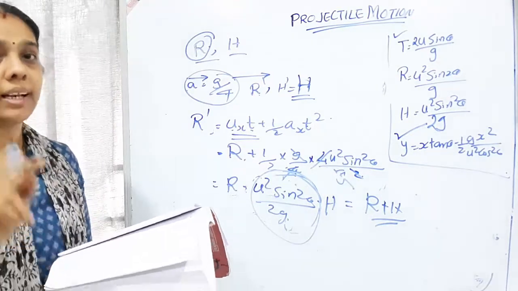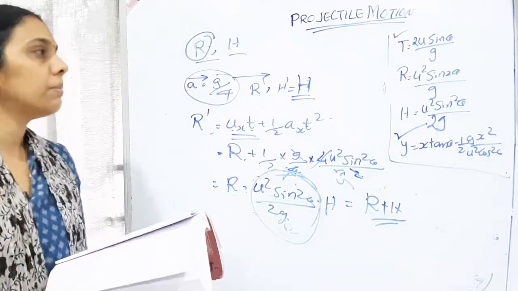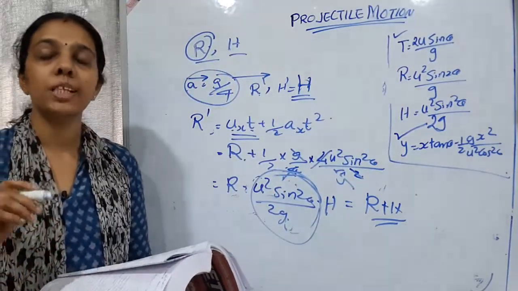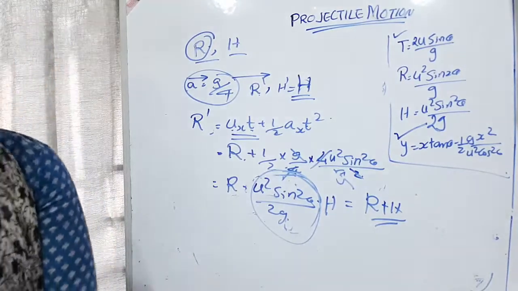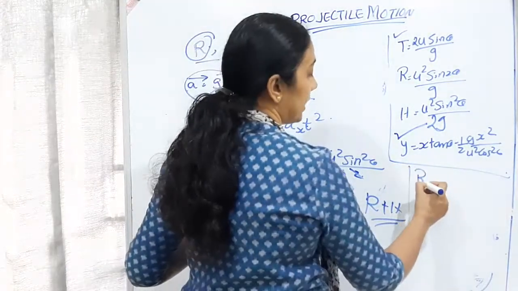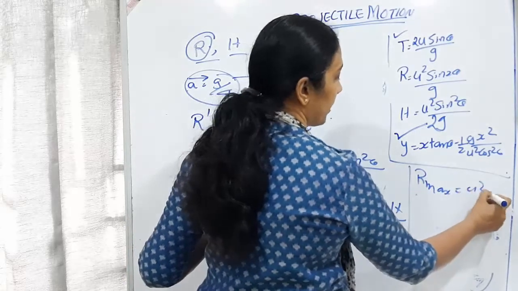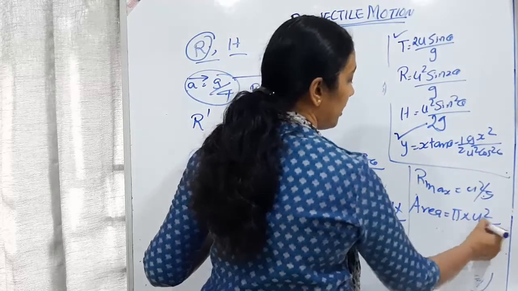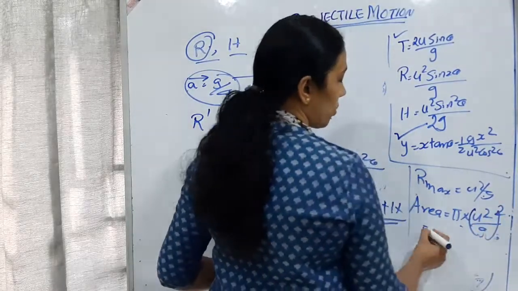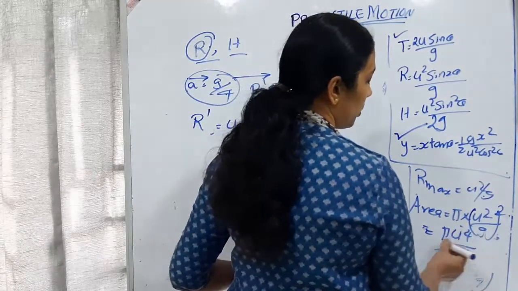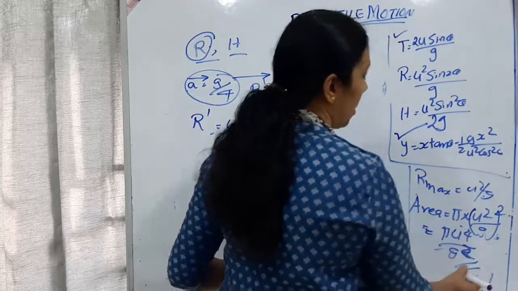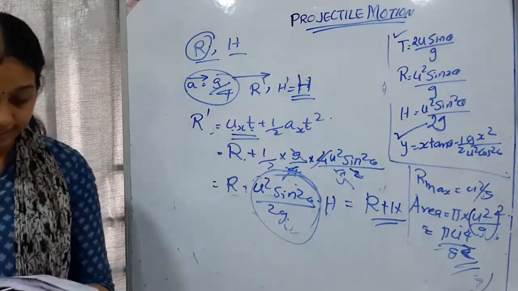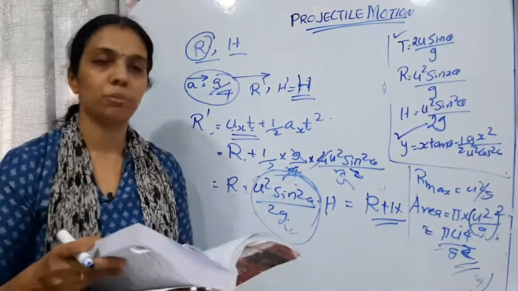So the radius will be equal to the maximum range, u square by g. Here it is moving with the speed of v. So how can we find out the range? Maximum range R max equals u square by g. So the area will be pi into u square by g, the whole square. So the answer is pi u to the power 4 by g to the power 2. The answer is correct: pi v to the power 4 by g to the power 2.